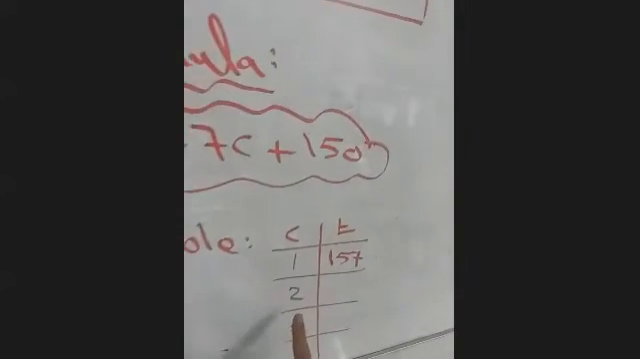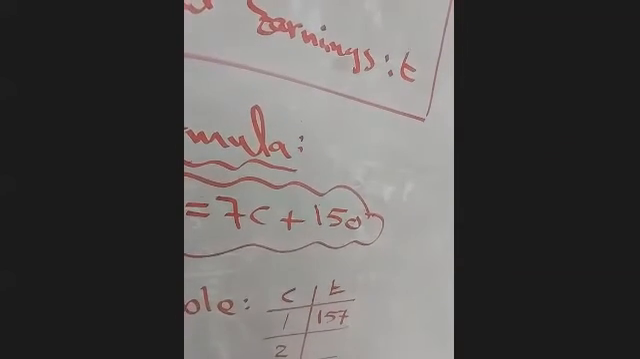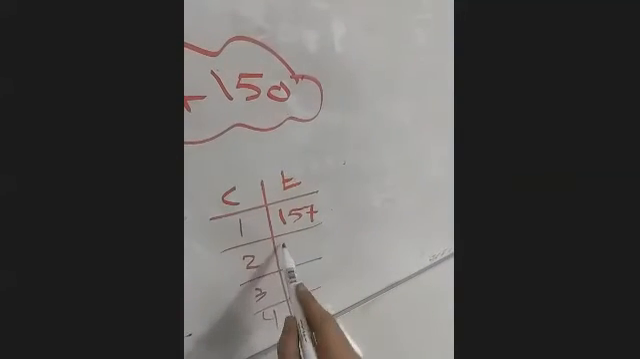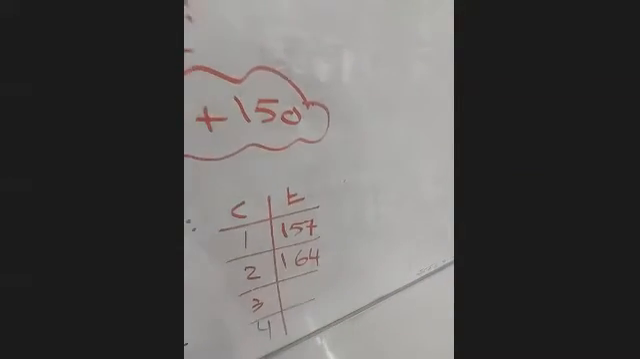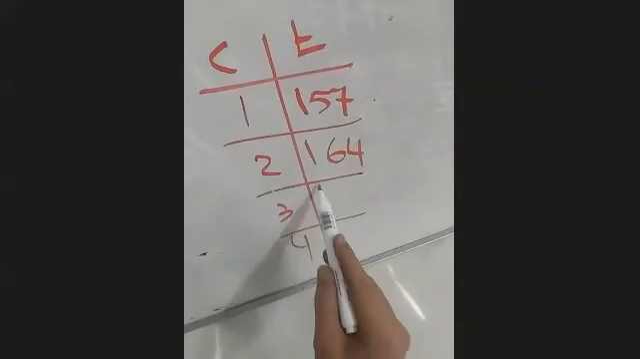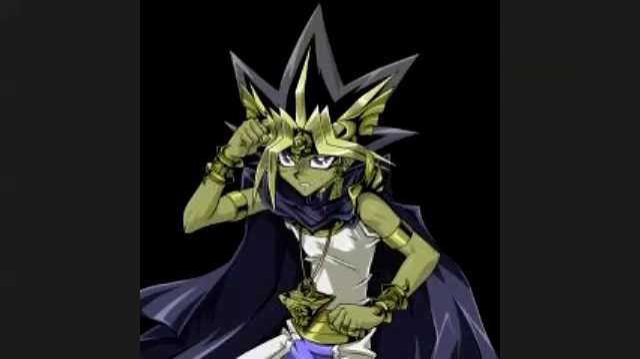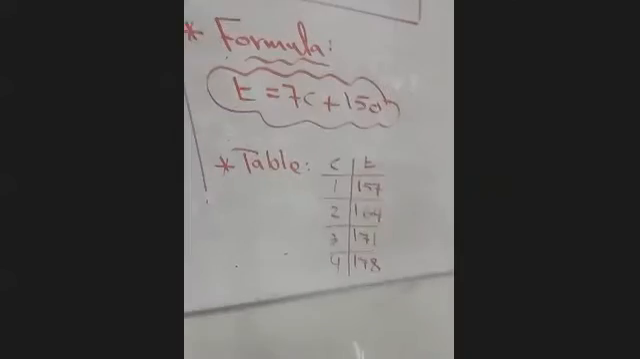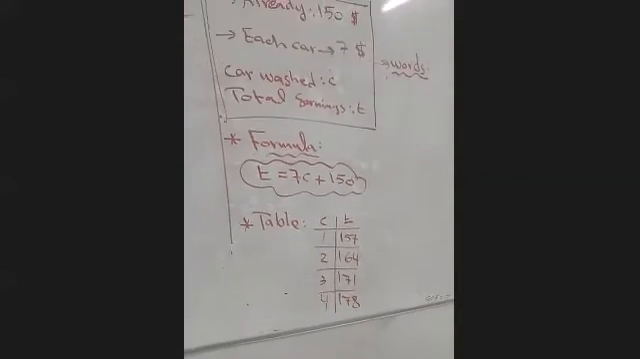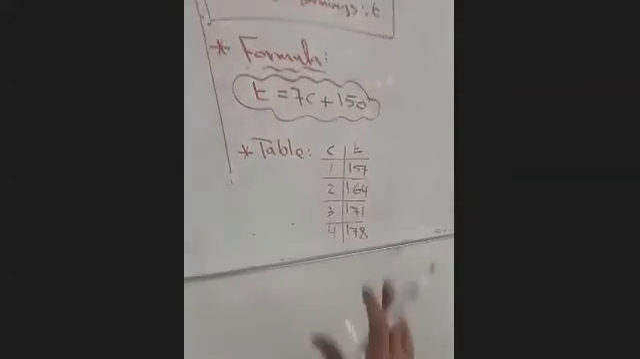7 multiply 2 is 14, plus 150, 164. 7 multiply 3 is 21, plus 150, 171. 7 multiply 4 is 28, plus 150, 178. Right? Yeah. So we did the table.